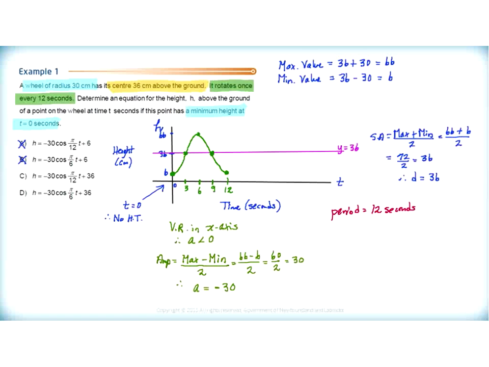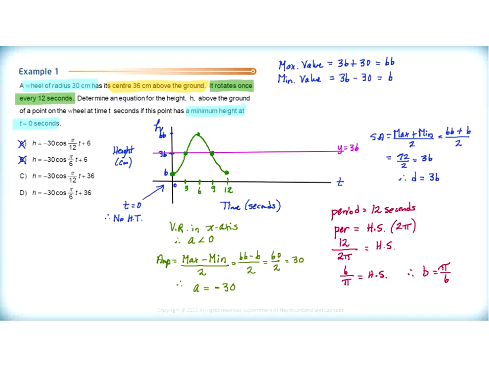So that enables us to determine the value of the horizontal stretch, where the period is equal to the horizontal stretch multiplied by 2 pi in this case. So we have 12 divided by 2 pi equals the horizontal stretch. 12 over 2 pi simplifies to 6 over pi. Therefore, the value of b in your equation will be the reciprocal of that, which is pi over 6.